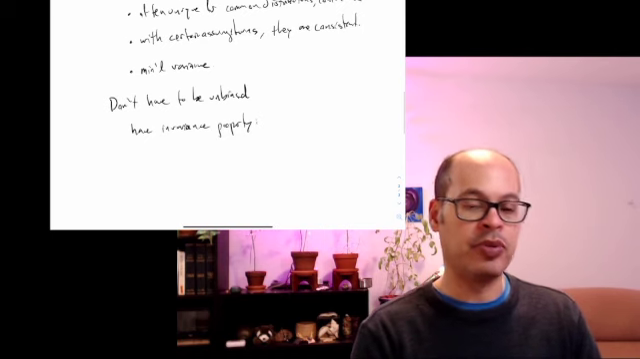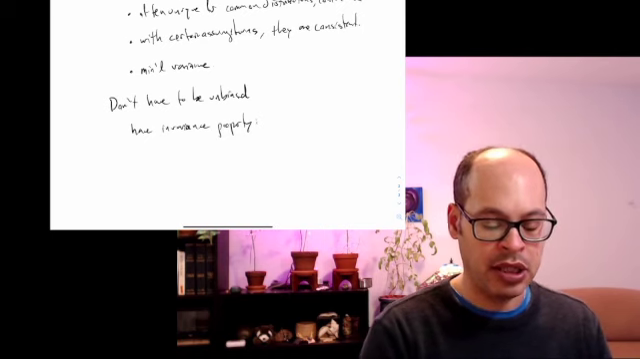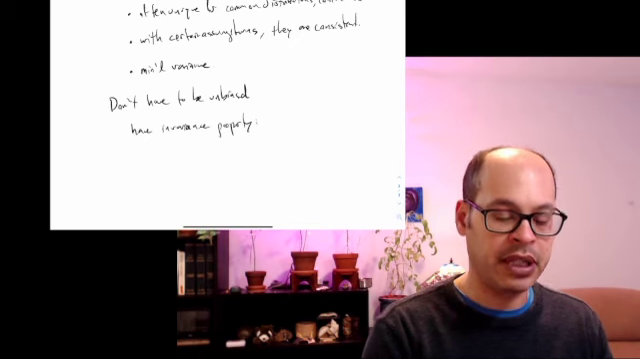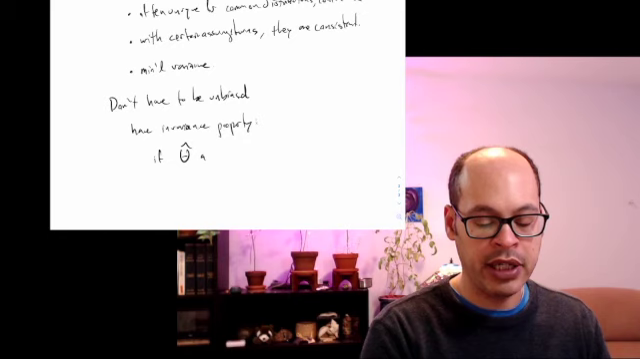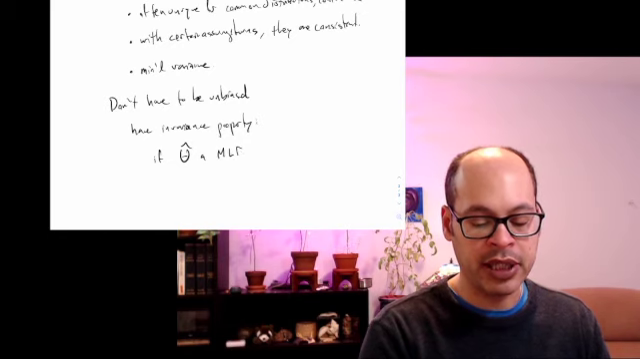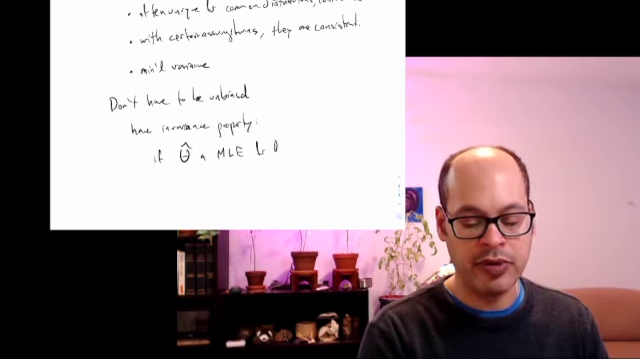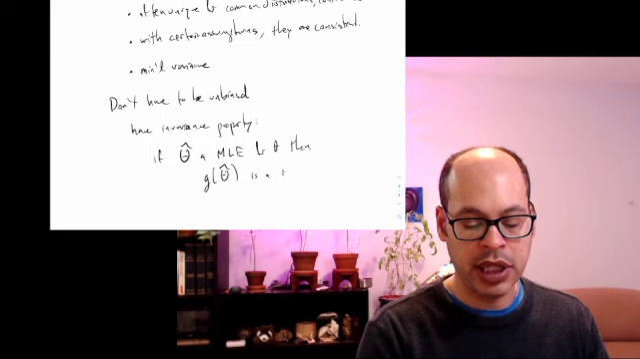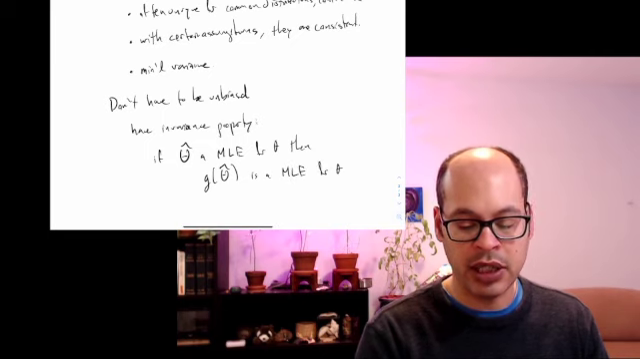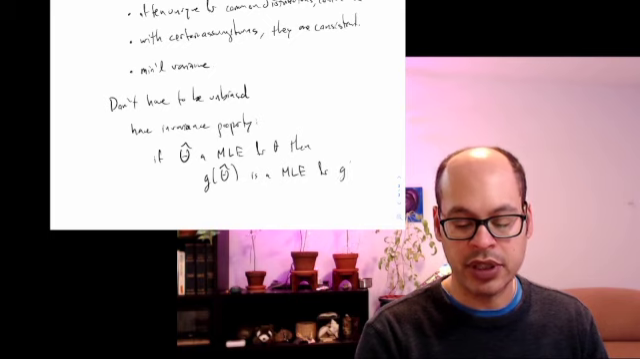Which is a pretty reasonable trade-off if you're going to have to be biased, which is that if you have a maximum likelihood estimator for theta, then you can apply a function to it to get a maximum likelihood estimator for g of theta, if g is continuous.